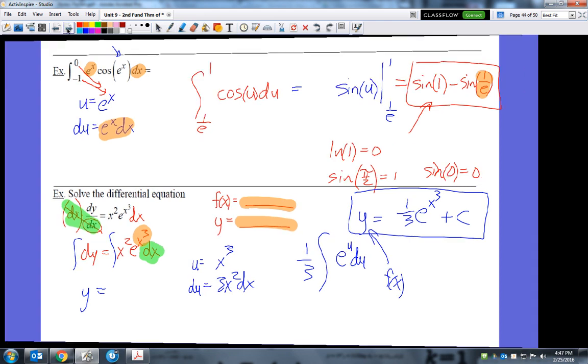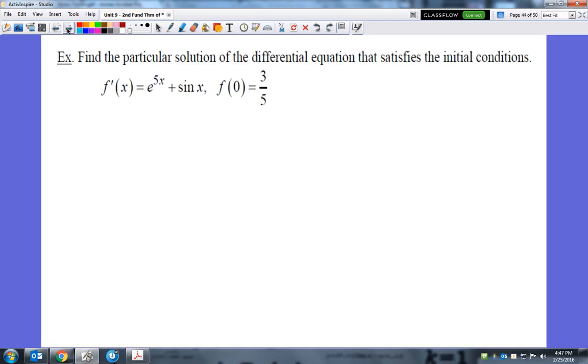Alright, so next one. Find the particular solution. So when you see that particular, it's not going to be something with c. C will be found. Okay? So we have a derivative, and we're trying to get to the position function. So we know we're going to have to integrate this thing once. Okay, so let's go ahead and set that up.